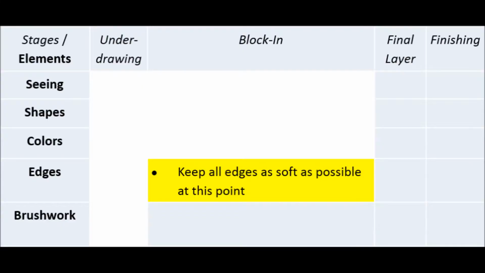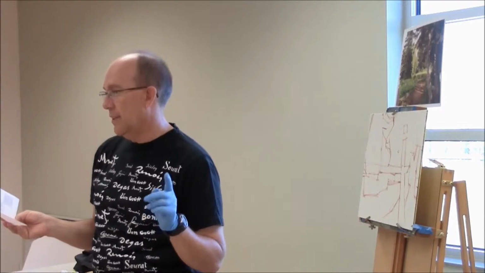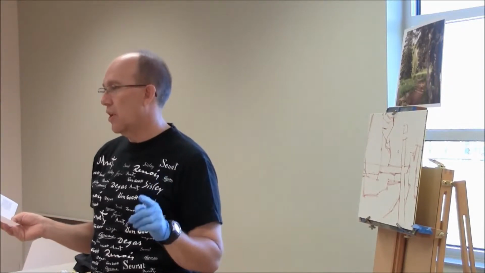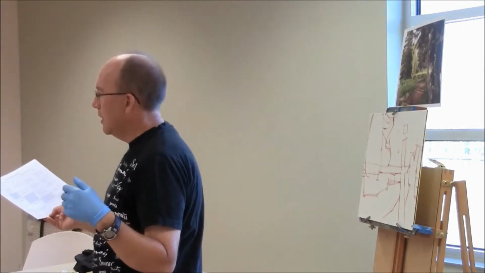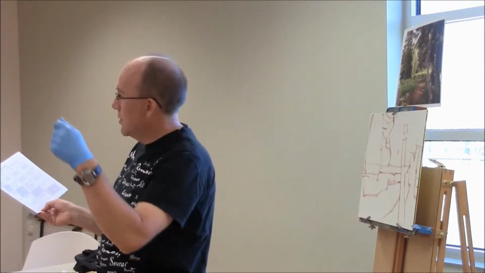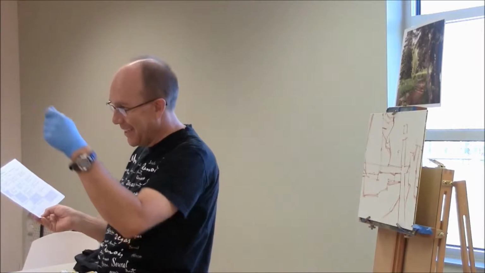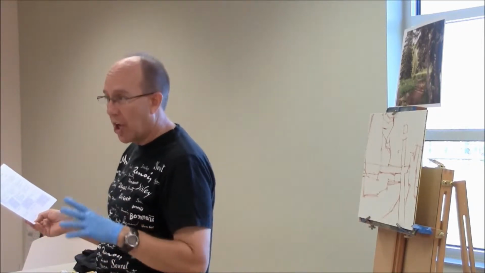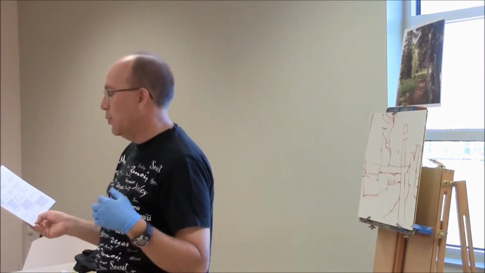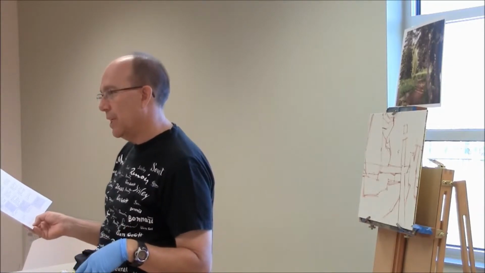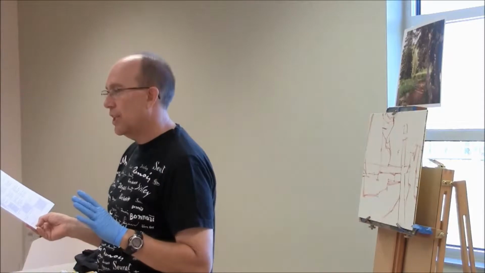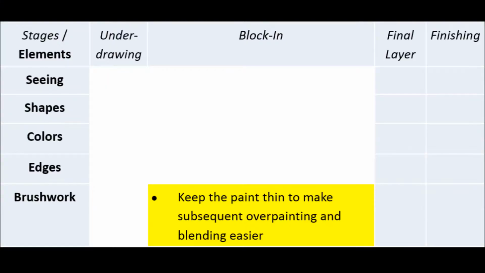Only one point with regard to edges. At this stage, I try to keep all my edges soft. And you guys will see in a minute that hard edges are the kinds of edges that come right off the brush. Okay? You paint, and you've painted hard edges, probably. And you don't want very many hard edges in your painting if you're trying to paint realistically. So at this stage, keep all your edges soft. Once again, keep the paint thin to make the painting that we do later easier.